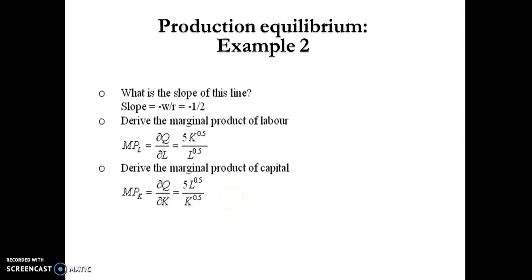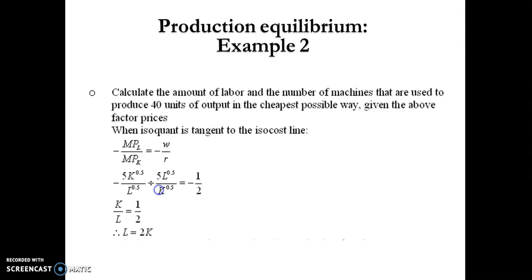Now you know that your marginal rate of technical substitution would be given by the ratio of your marginal product of labor divided by your marginal product of capital. Just bear that in mind. So now the question goes on to ask, calculate the amount of labor and the number of machines that are used to produce. Now this is not 40 units. Remember, it was meant to be 400 units of output in the cheapest possible way, given the above factor prices.